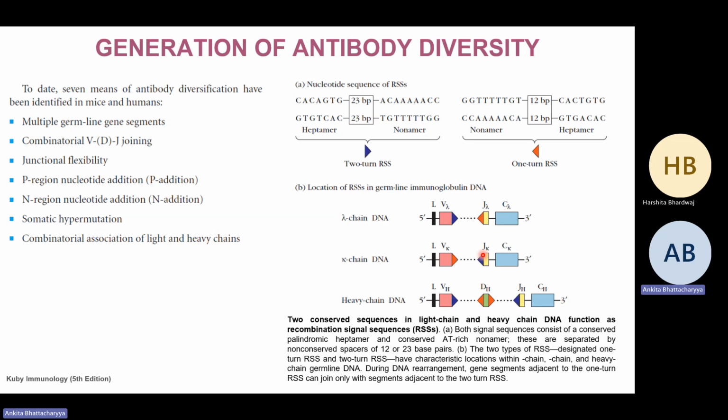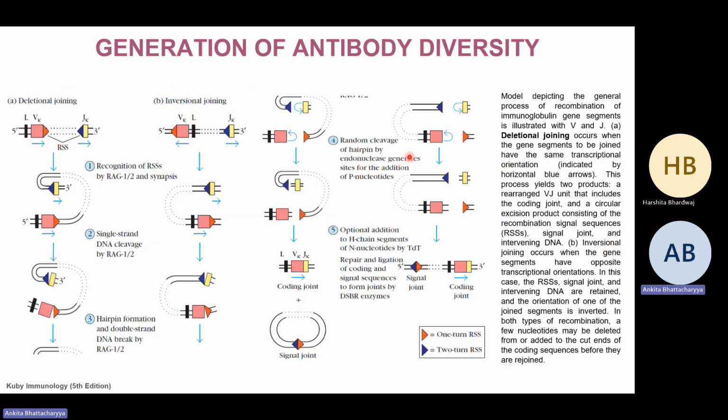Following which we understood the process of signal sequences, the recognition signal sequence or RSS, and how their orientation, whether they are facing each other or facing away from each other, gives rise to different types of antibodies. That leads to differences in terms of either deletional or inversional joining, leading to different consequent types of DNA, which can therefore generate more and more antibody diversity.